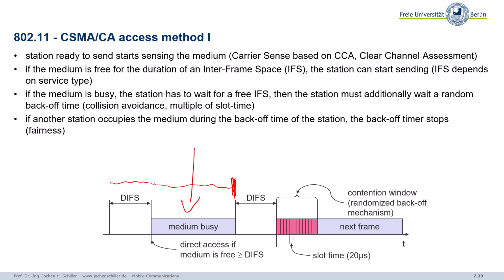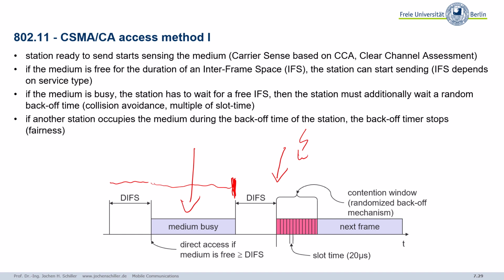If you're an acknowledgement packet, you wait for the short interframe space. If you are a normal packet, you have to wait for the DCF interframe space, DIFS. So now let's assume you have to wait for a DIFS. The problem is that maybe several stations wait for the DIFS, and if you now access the medium right here, it's pretty clear that you will have a collision because typically many stations wait for the access.